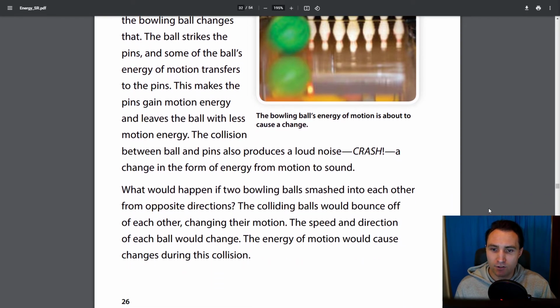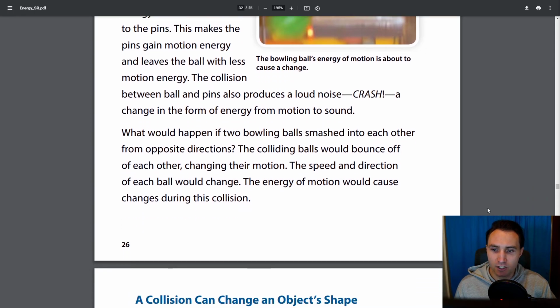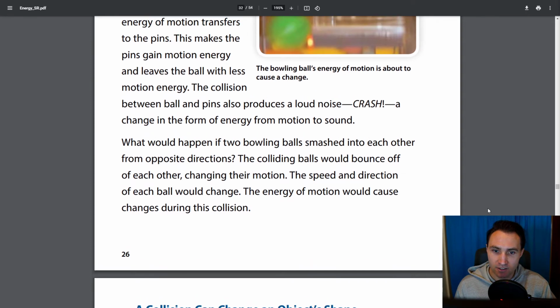So what would happen if two bowling balls smashed into each other from opposite directions? The colliding balls would bounce off each other, a change in their motion. The speed and direction of each ball would change. The energy of motion would cause changes during this collision.